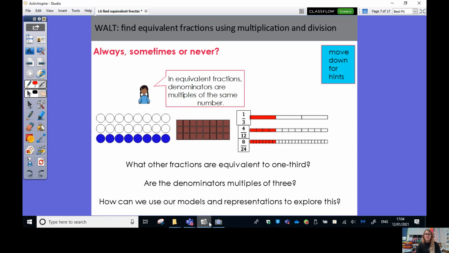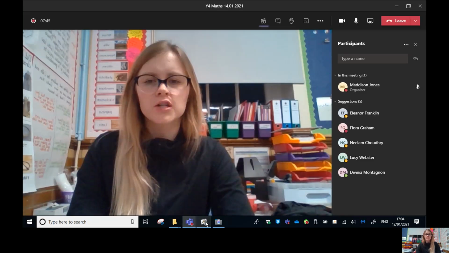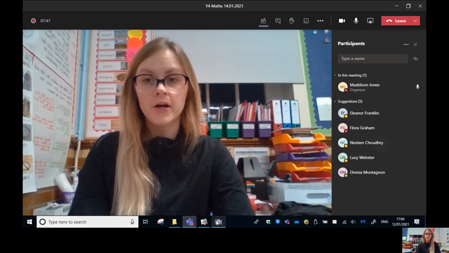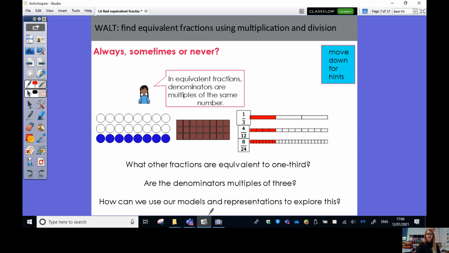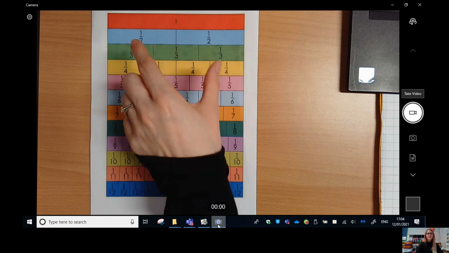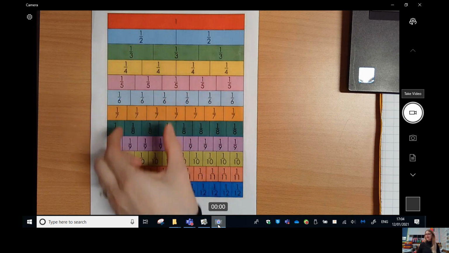So what I would like you to do, you might have your fraction wall in front of you. If you don't, then hopefully you can get that up on your screen or have a look at mine. Looking at your fraction wall, we're going to start with 1/3. Are the fractions going to be the same that are all in the 3 times tables? So think carefully about the numbers in your 3 times tables. 3, 6, 9, 12, 15, 18, 21, 24.